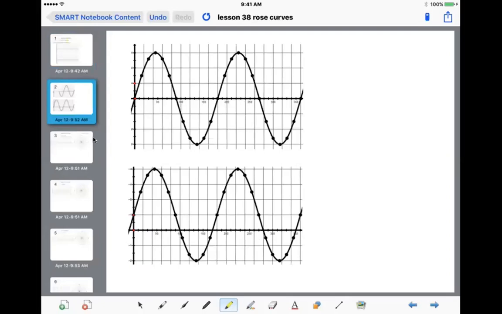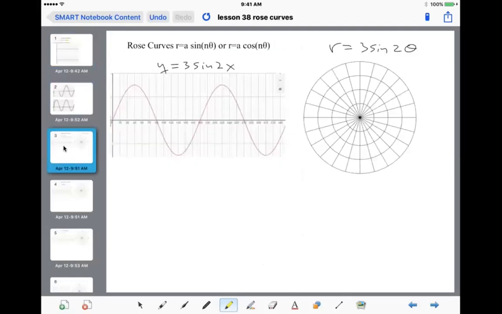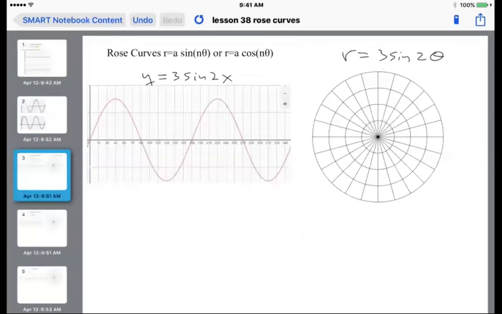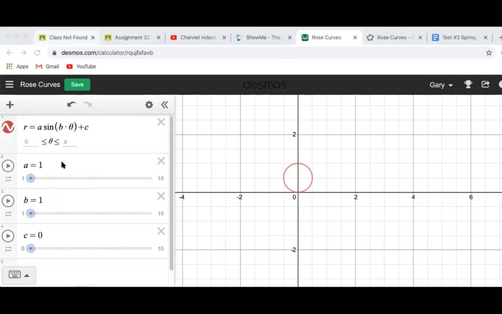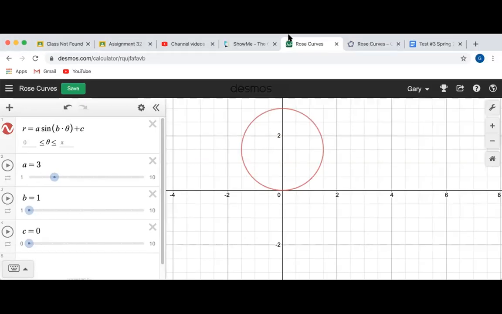Well, we're going to see what happens in polar graphs now. So if it was 3 sine theta, if that 2 wasn't there, this thing would be a circle. And let me bring that circle up for you. Okay, so here I have Desmos. And if I make A 3, got a nice circle there. That's 3 sine theta.